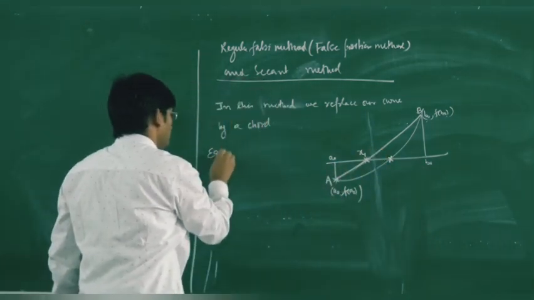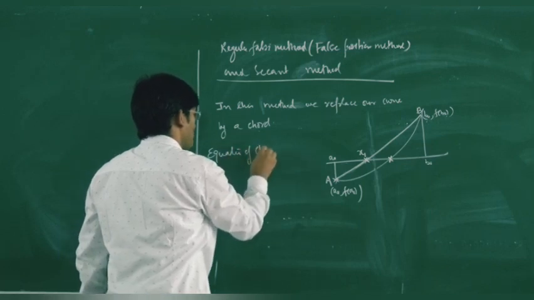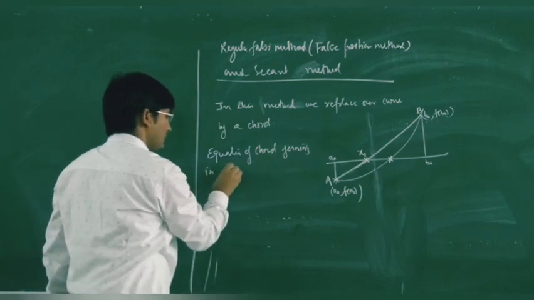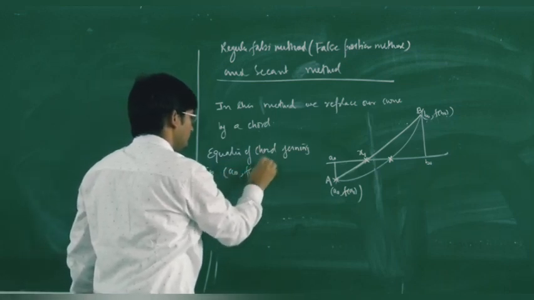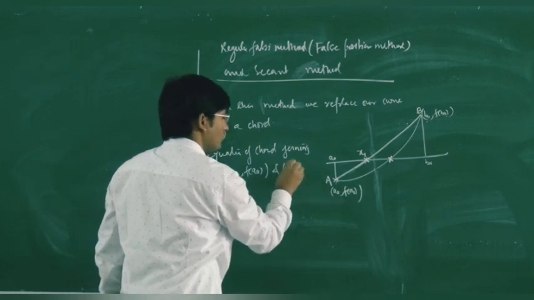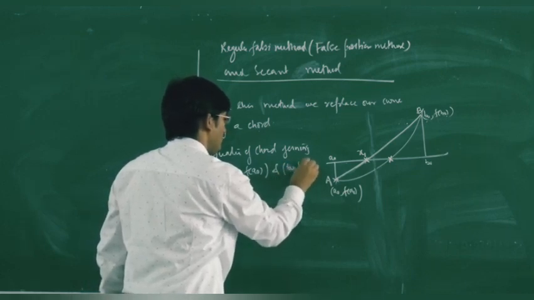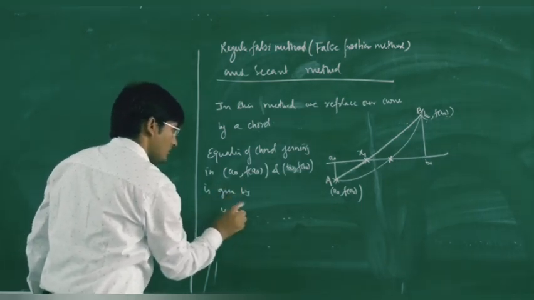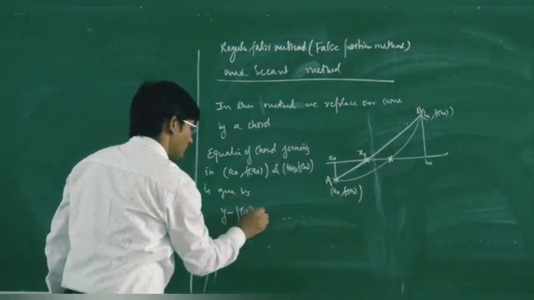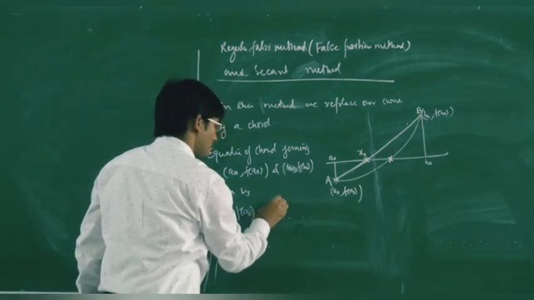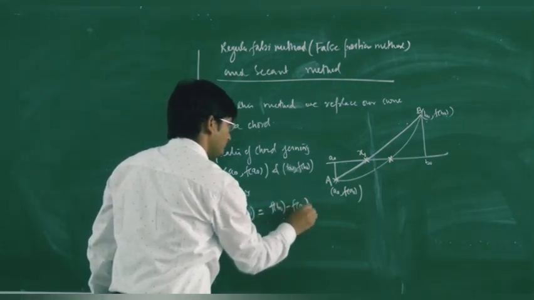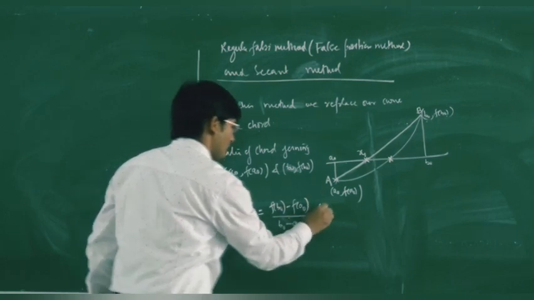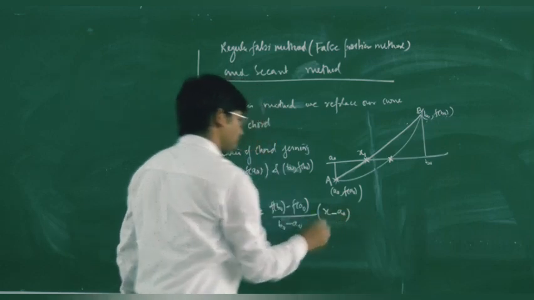So now let us find the value of this x1. Now the equation of the chord joining this (a0, f(a0)) and (b0, f(b0)) is given by y minus f(a0) equal to [f(b0) minus f(a0)] upon [b0 minus a0] into (x minus a0).